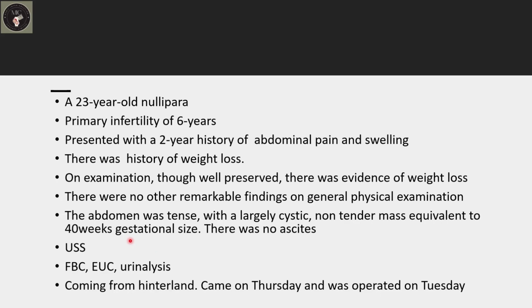Ultrasound done after consultation revealed a pattern recognition which was consistent with mucinous adenoma with a strong differential of mucinous borderline ovarian tumor. So she had the basic investigations, and within 5 days of consultation, this patient had exploratory laparotomy, where she was coming from the hinterland.